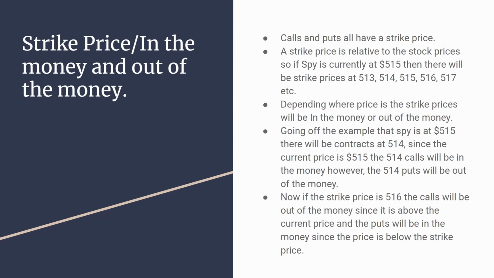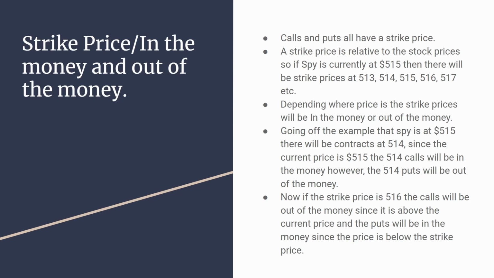Now, going over the strike price and then in the money, out of the money. It's going to be a little hard to explain here, but again, I'll go into what it actually looks like when you're trading it and explain everything over again, just so you have a visual. Calls and puts all have a strike price. The strike price is relative to the stock price. So if we're trading SPY, the S&P 500, and it's currently at $515, then there will be strike prices at $513, $514, $515, $516, $517, etc., and below that and above that, all around. I don't know how far it goes in either direction, but for SPY at least, it'll be at whole numbers above and below what the price of the stock is currently at.